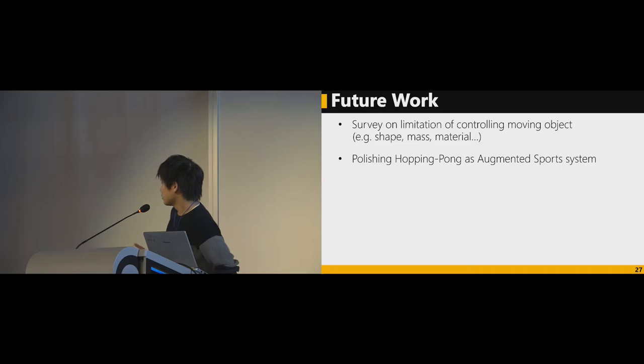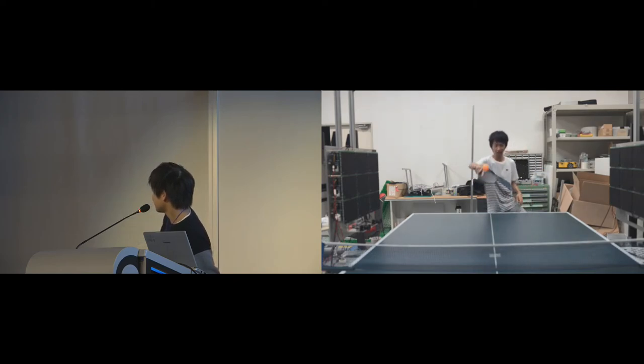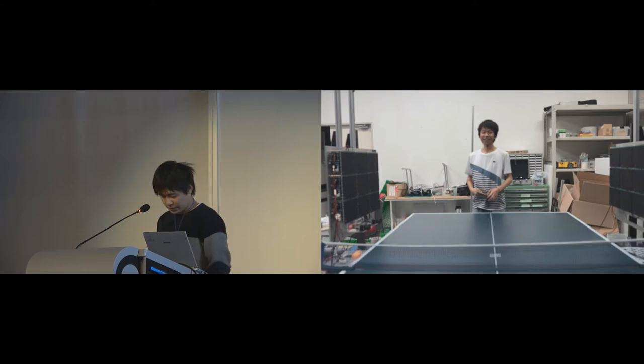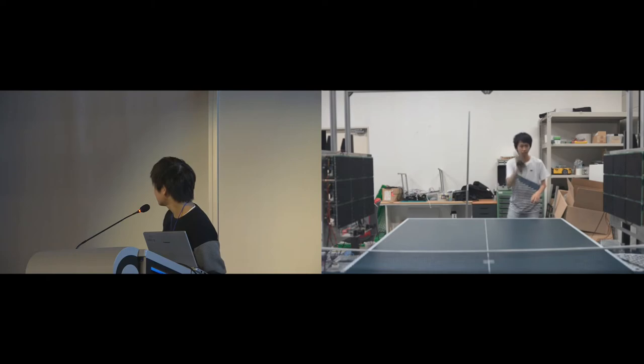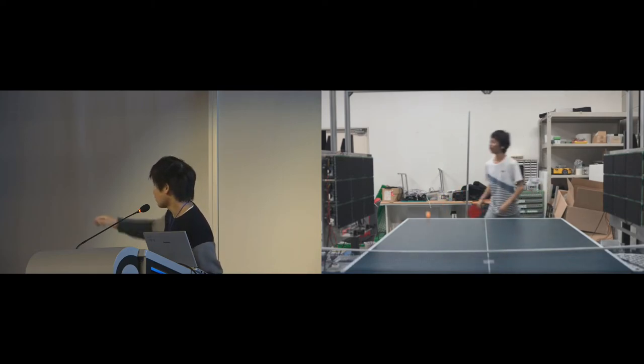Next, we try to polish Hopping-Pong as an augmented sports system. For the second future work, I show you two videos. This situation is the same as the demonstration space at the IESS conference. We set another ultrasound device at the opponent's position, and so a player can cause a missed shot for the opponent. Here is the opponent's player, and a success, but then a mistake occurs. And another video: success, but mistakes. As you can see, in Hopping-Pong, a player can cause a missed shot for the opponent.